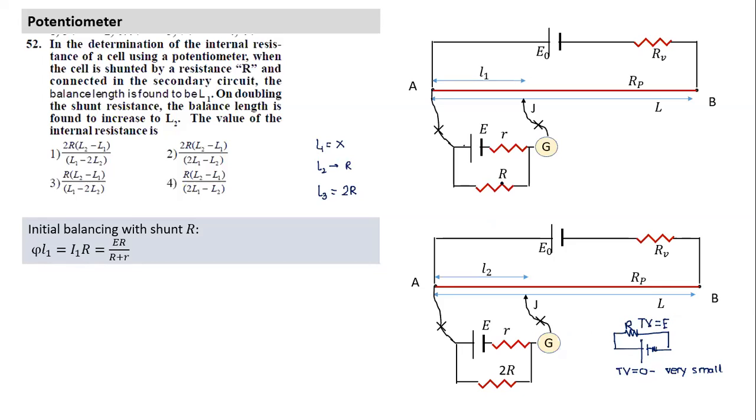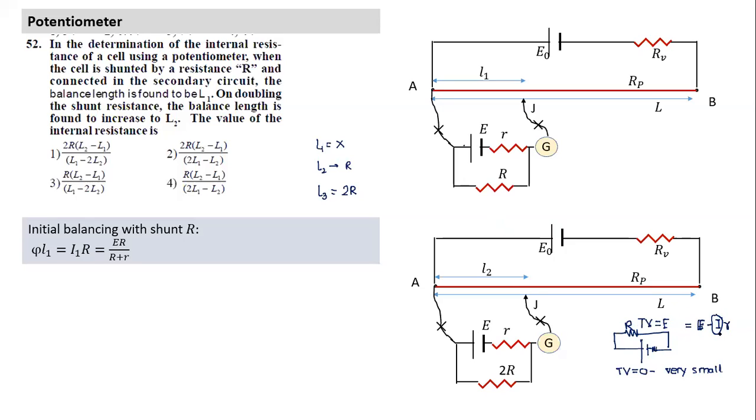So how do I interpret this one? As the resistance is increasing, current will decrease. If current decreases, terminal voltage will increase or decrease? Again, let me repeat. Terminal voltage is E minus IR. So this is a term which is varying. When current increases, what happens to terminal voltage? Decrease.